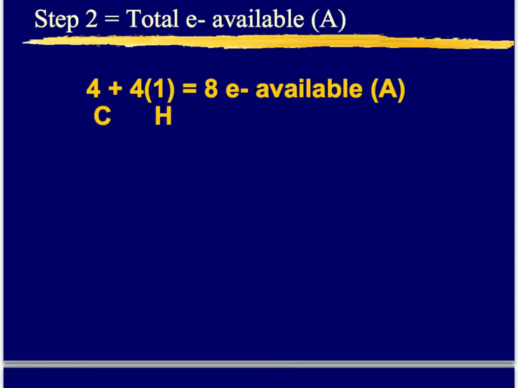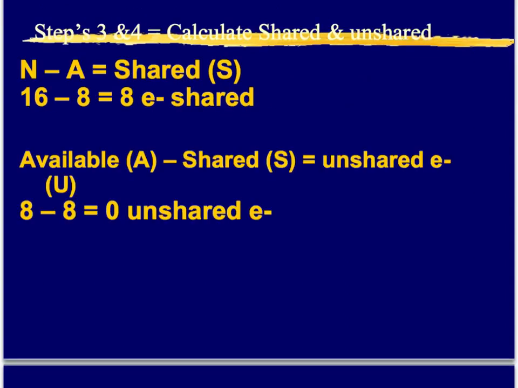Then the next step is to find the total number of electrons that are available. So carbon has 6 electrons, but it only has 4 valence electrons. So remember, we only use our valence electron number here. And again, we have 4 hydrogens, and each hydrogen brings to the table 1 electron. So 4 plus 4 is 8. So there are 8 electrons available.